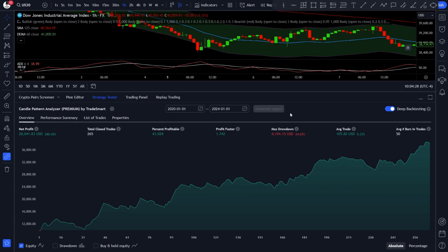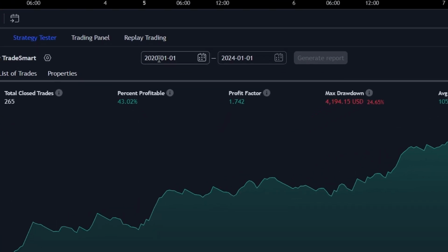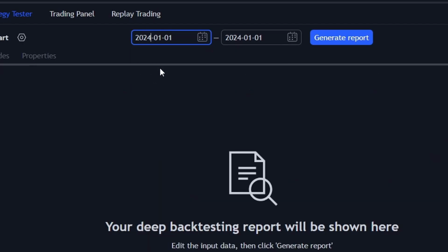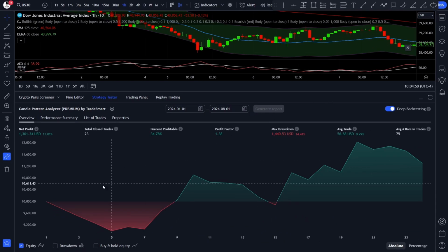The real test for every strategy is how it performs outside of the optimization range. So now let's take a look at that. I will set the start date to 2024, 1st of January, and the end date to 2024, 1st of August. And as you can see, outside the optimization range, it is still profitable. The max drawdown is well within my limit, and we have a 13% net profit too.